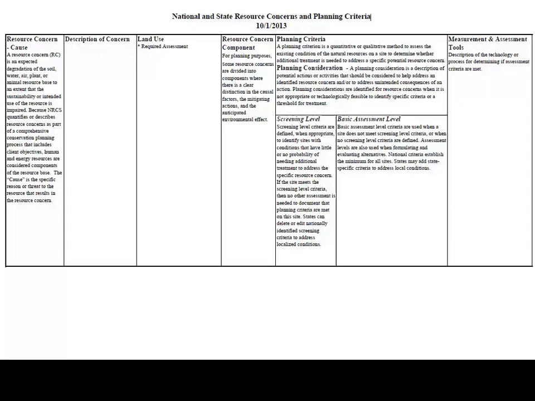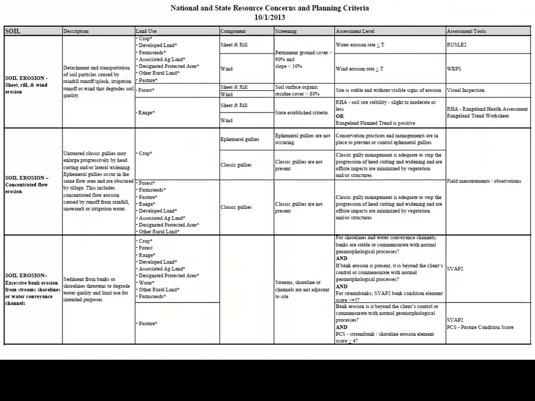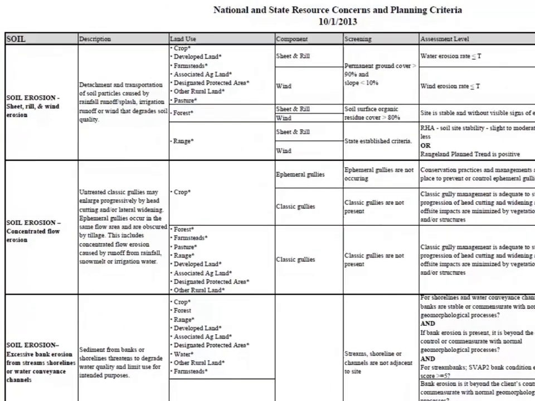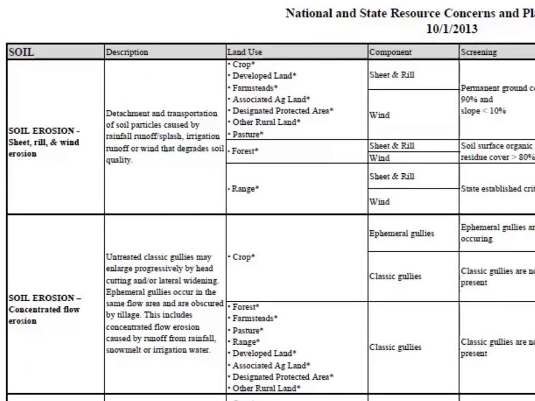Let's go to the next page and work our way across to see an example for soil erosion and how the information in the columns relate to one another. Column 1 has the resource concern and cause. In the example pictured, soil erosion is the resource concern and sheet, rill, and wind erosion is a cause. In column 2, we have a description for the concern.